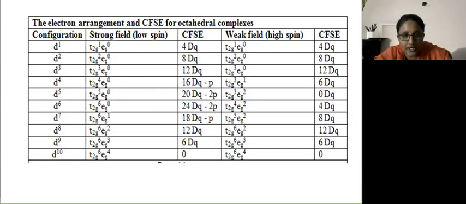You can calculate on your own for the other orbitals also, from d1 to d10, for low spin and high spin complexes.